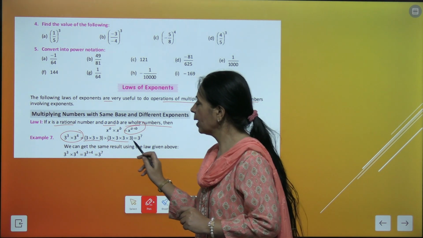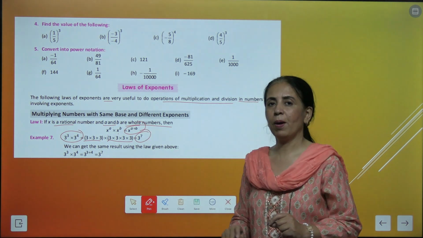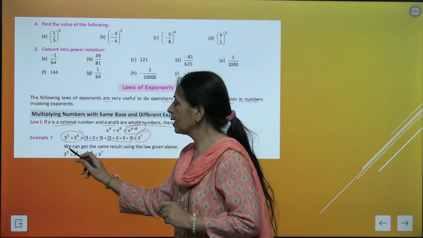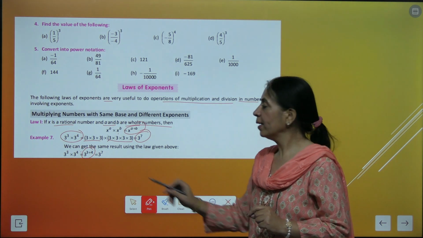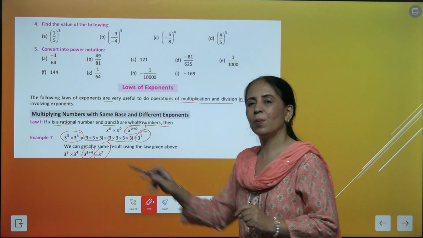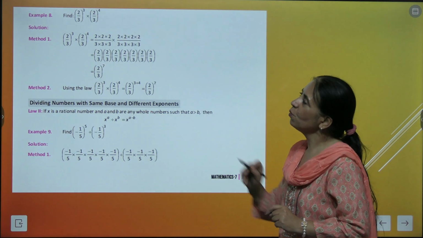यहाँ 3 को 3 times लिखा, फिर 4 times लिखा और ये बन गया 3 raised to the power 7. तो हमने क्या ऑब्जर्व किया कि अगर हम पावर्स ऐड कर देते हैं तो हमारा वर्क और इजी हो जाता है. सो वी राइट 3 raised to the power 3 plus 4 which is equal to 3 raised to the power 7. So simple. Let's move further.